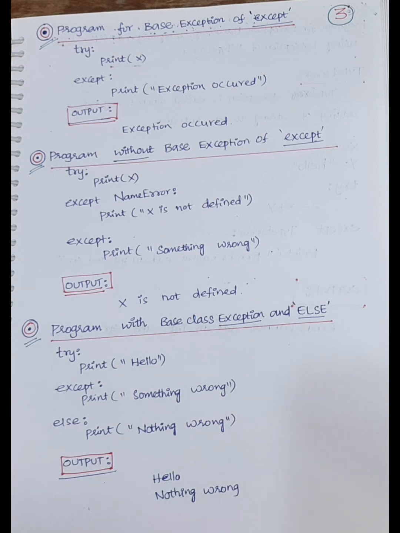Next, immediately except is there, that is something wrong. Actually here it's not a mistake. So in the try block, print hello is not a mistake. Here we didn't have any error. That's why instead of except, the else block will be executed. So what is the output of the else block? Nothing wrong. First one hello, that is correct only. Here no exception in the try block, that's why except is not executed. So here else is executed, that is nothing wrong. Hello and nothing wrong is the output.